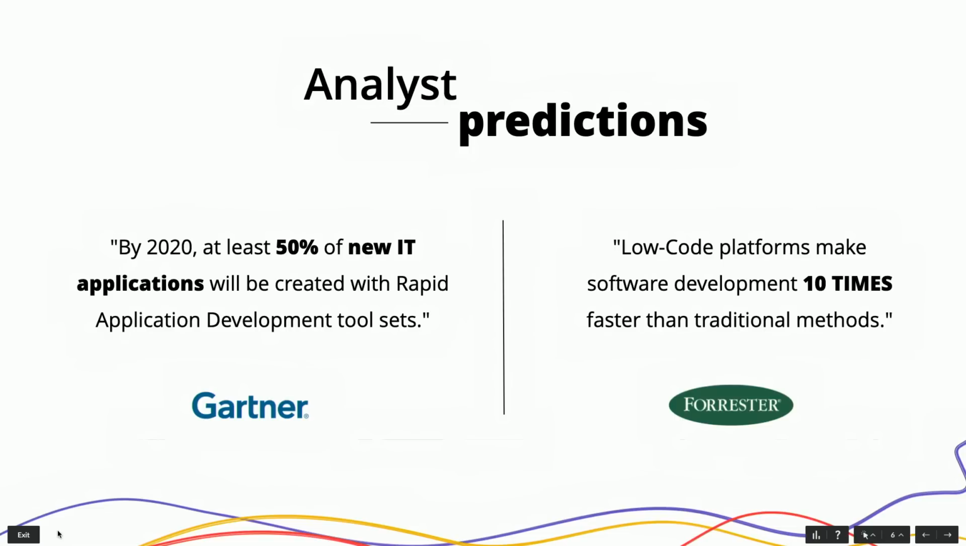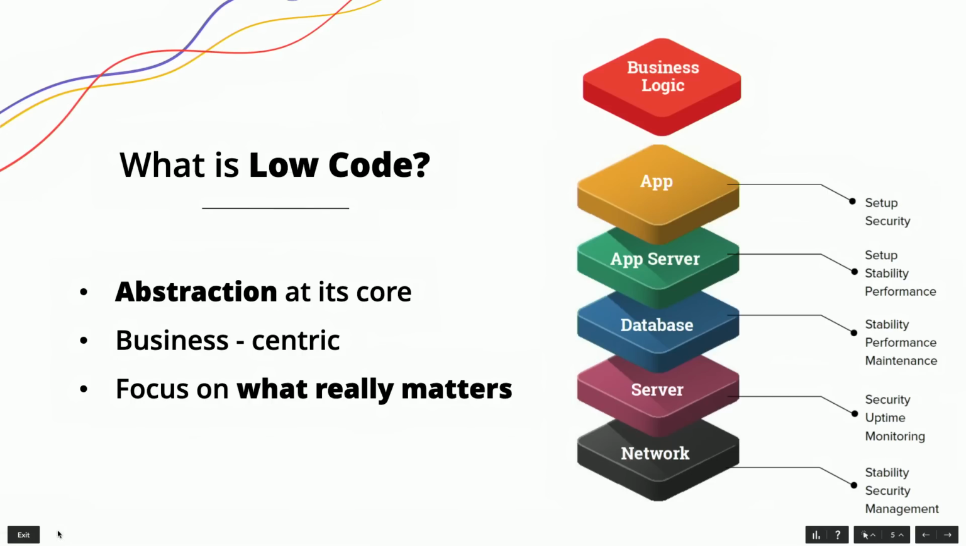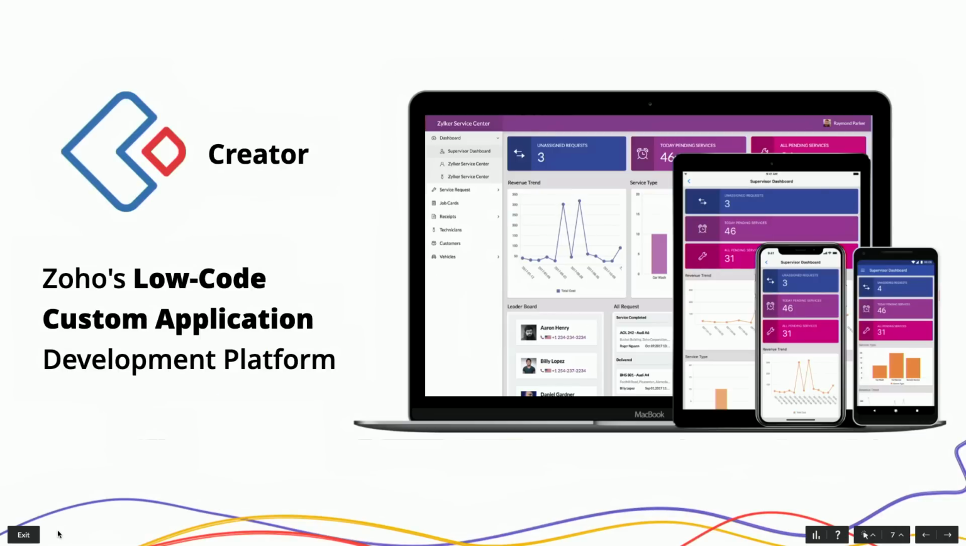So what low-code platforms basically allow you to do is focus on this part on the top, which is your business logic, and actually focus on what really matters there, and leave all of the heavy lifting onto these low-code platforms, say Creator in this case. Let's get into what Creator has to offer. Creator is Zoho's low-code custom application development platform, right?